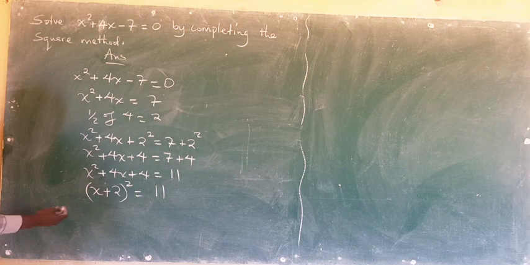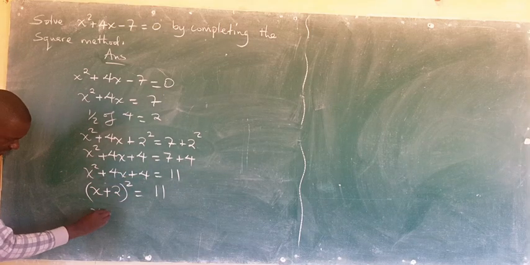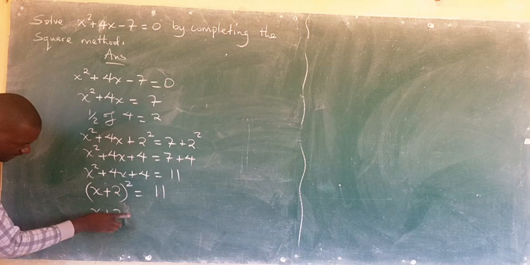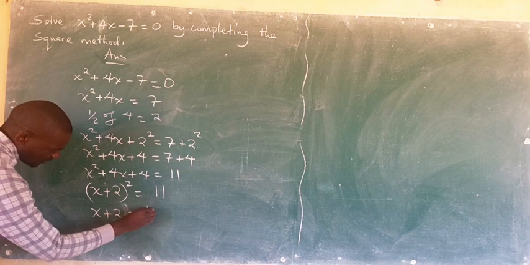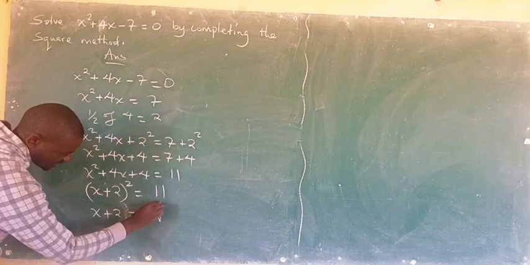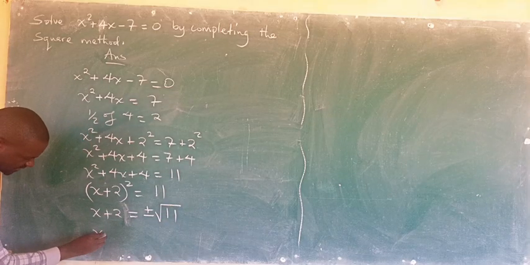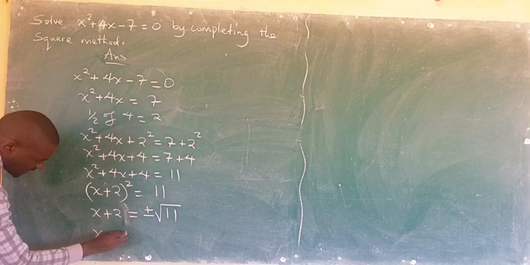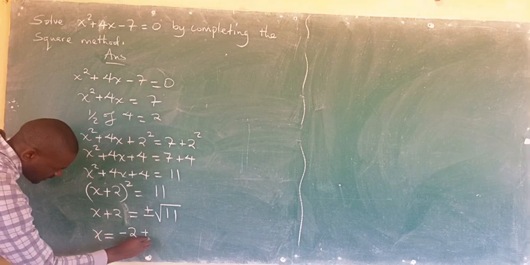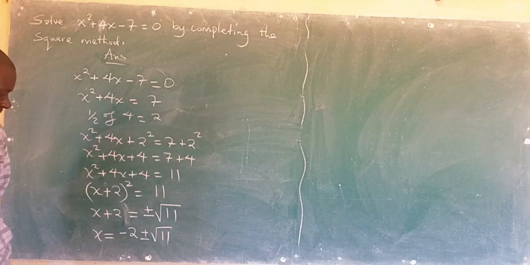Then from here, to get rid of the square on this side, we need to take the square root of both sides, meaning we'll have x plus 2 equal to, and the moment we do that there are two options, plus or minus the square root of 11. So that gives us x being equal to, this 2, if it's taken to the other side, it's negative 2 plus or minus the square root of 11.